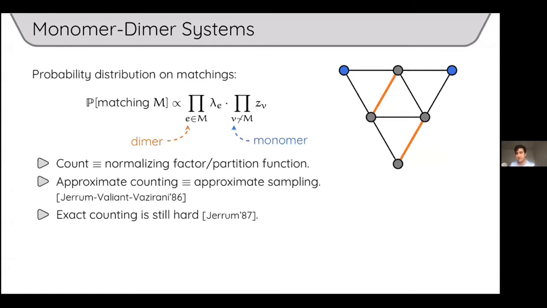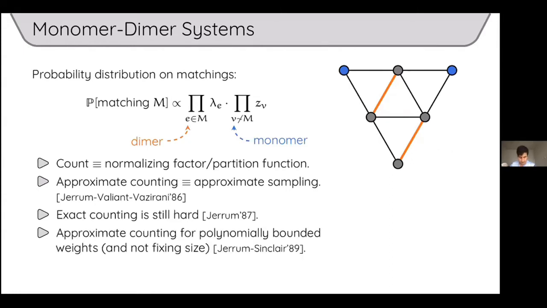So even for this model, even if you don't restrict the size of the matchings to a particular number k, then in general, counting is still #P-hard, unless you, let's say, restrict the monomer weights to be 0. But in general, the counting problem is still #P-hard. And this was again shown by Jerrum. There is one particular restriction that you can put on the weights, which makes this tractable using earlier work.